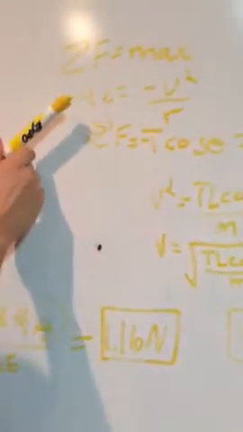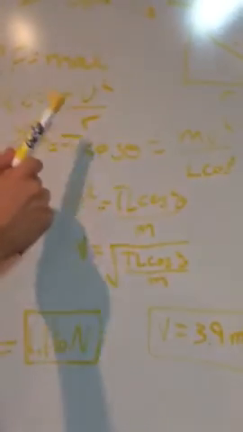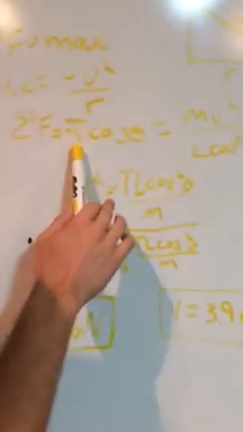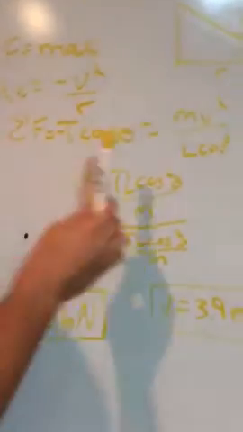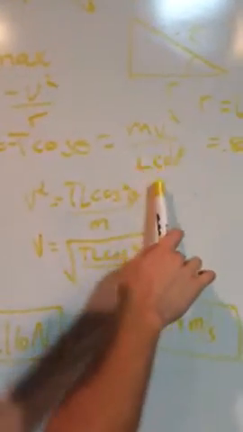equals 1.16 newtons. Now to find the linear velocity of the ball, well, we know that the sum of forces equals the mass times acceleration in the x direction, and the acceleration in the x direction is equal to negative velocity squared over the radius, and it's negative because it's in the negative direction compared to the origin. And so the sum of forces is equal to negative tension times cosine theta, same thing as earlier, and that is equal to max, which is mv squared over length times cosine theta.